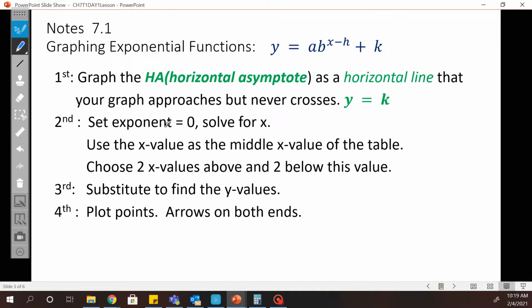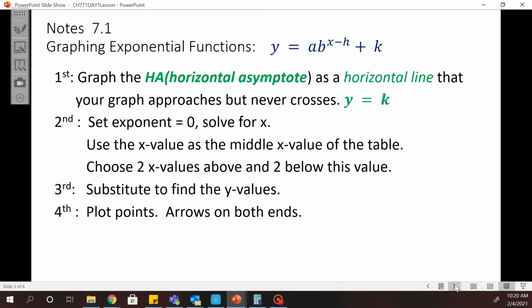Next, we set the exponent equal to 0. Whatever the exponent is, we set it equal to 0 and then solve for x. Whatever that x value is will be the middle of our table. We'll be graphing this using a table. We will then choose 2 x values above that value and 2 below, and substitute them into the equation to get y values and create points. Once we have the points, we'll plot them, put arrows on them, and that will be our graph.